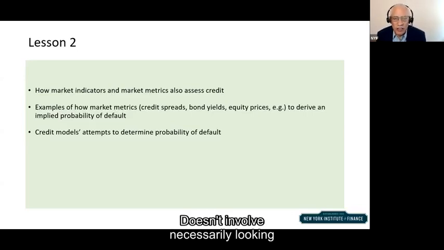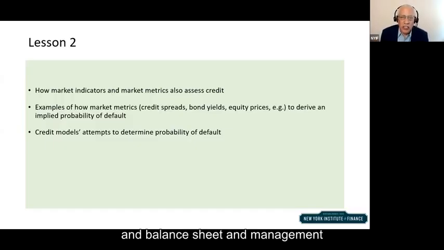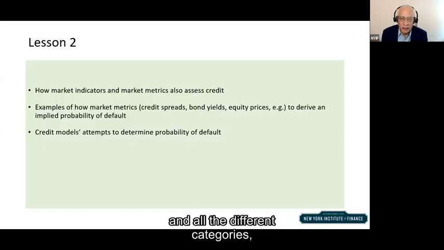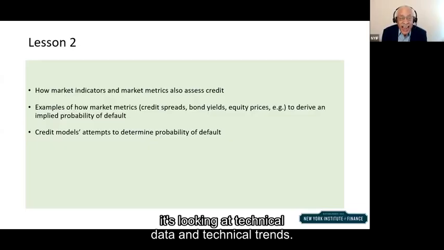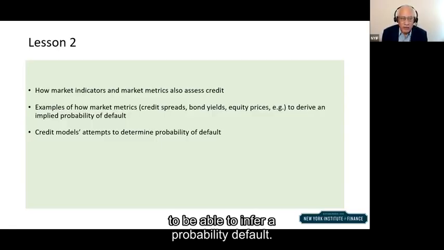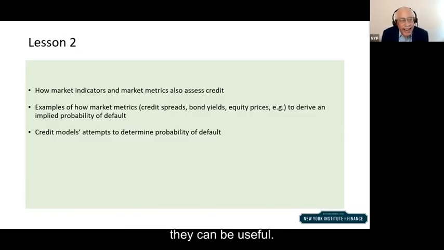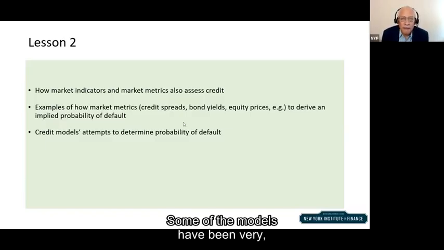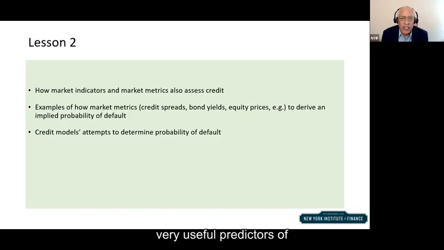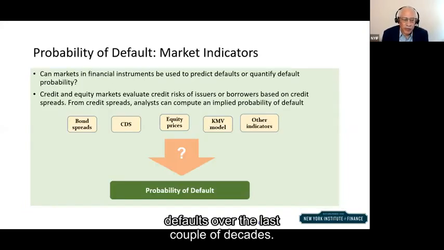It doesn't involve necessarily looking at earnings and cash flows and balance sheet and management and all the different categories. It's looking at technical data and technical trends, and then based on that data, being able to infer a probability of default. So we'll take a peek and summarize those types of models that are actually done. They can be useful, and some of the models have been very, very useful predictors of defaults over the last couple of decades.